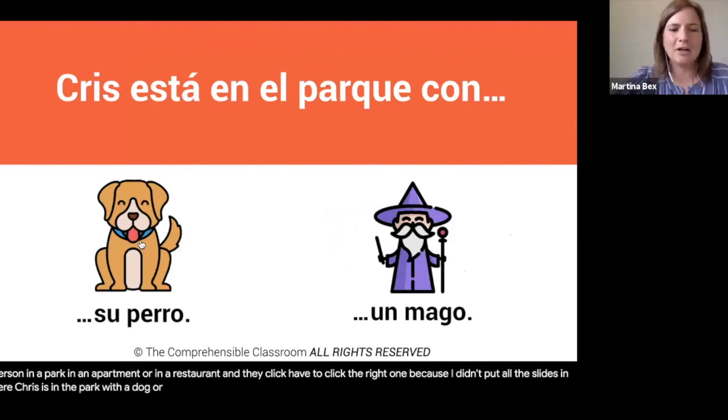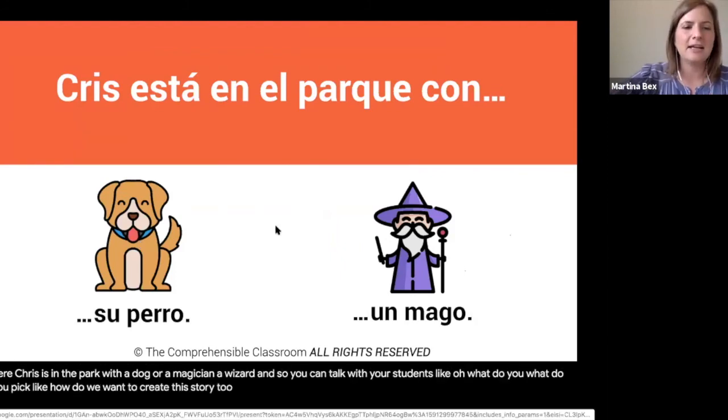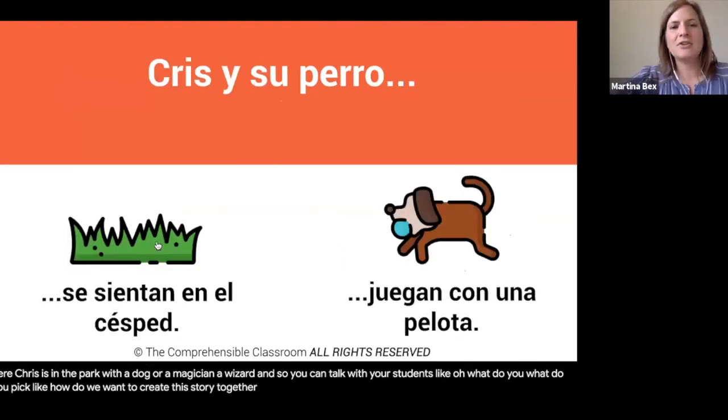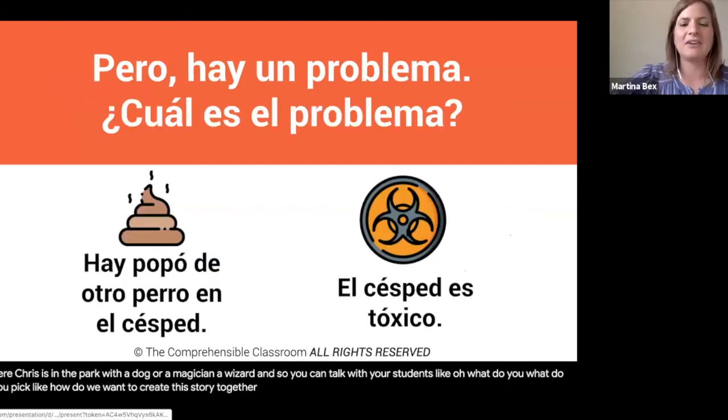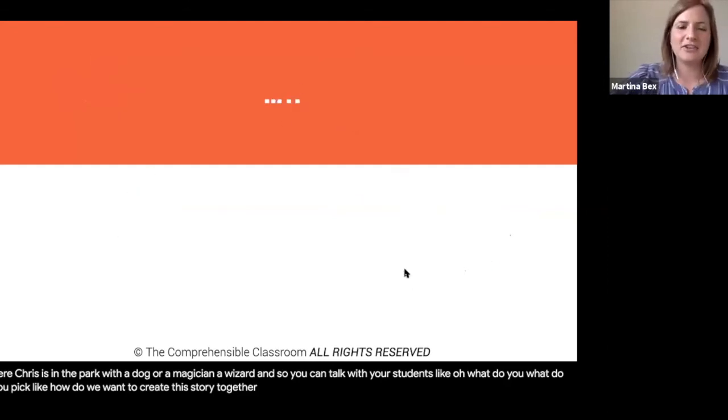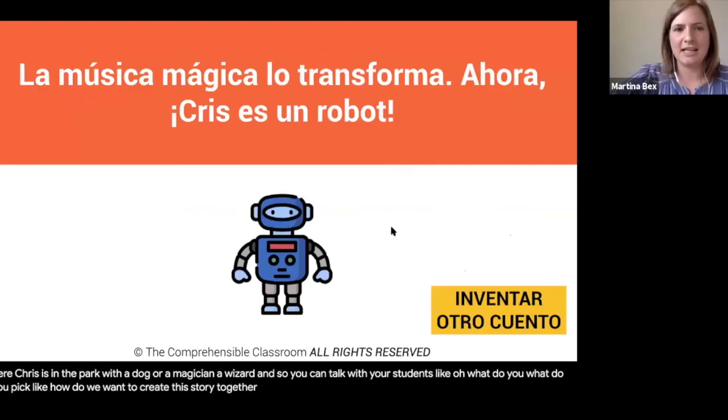Oh, I don't know. What do you guys think? Did they sit on the grass, play with a dog? They sit on the grass. Oh no, there's a problem. What is it? There's another dog's poop on the grass, or the grass is toxic. Ah! So you keep going. Story continues, and then eventually you get to the end, and magic music turns Chris into a robot, and then you can go back and create another story.